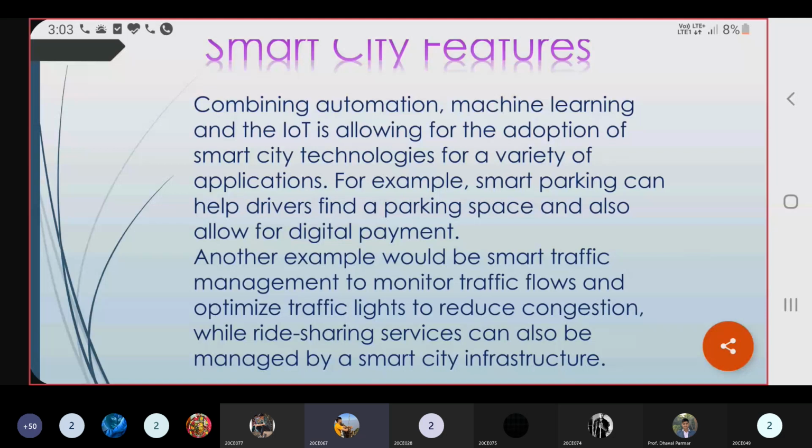Smart cities and features. Combining automation, machine learning, and the IoT is allowing for the adoption of smart city technologies for a variety of applications. For example, smart parking can help drivers find a parking space and also allow for digital payment. Another example would be smart traffic management to monitor traffic flows and optimize traffic lights to reduce congestion, while ride sharing services can also be managed by a smart city infrastructure. Next slide, please.